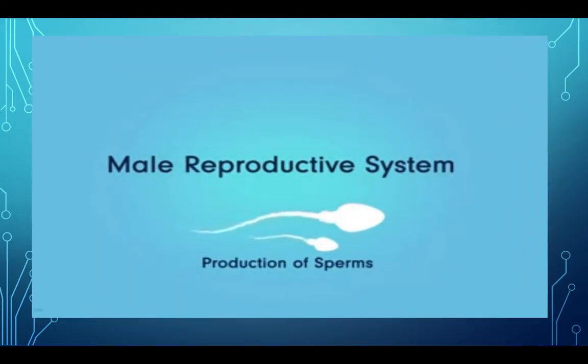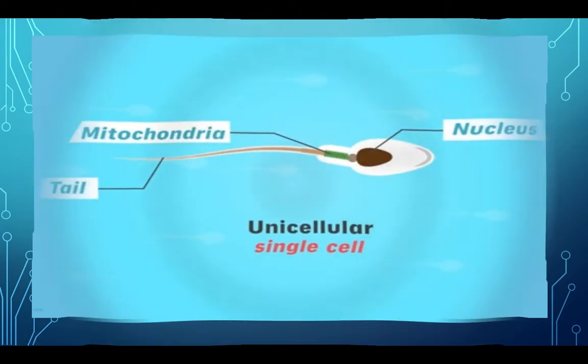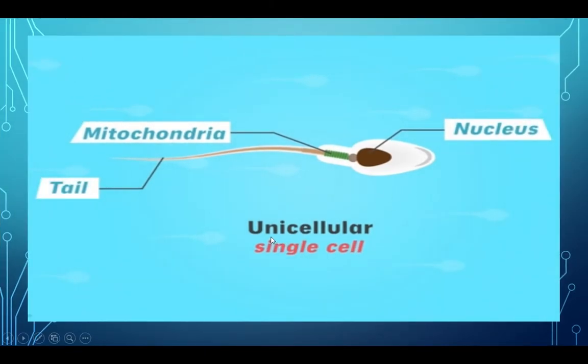So I told you, sperm. So this is the testis that produces the sperm. This is the structure of sperm. This is the gamete which is produced by the male. And this sperm is unicellular. Unicellular means what? Single cell. It is made up of a single cell. It has three parts: head, neck and tail.